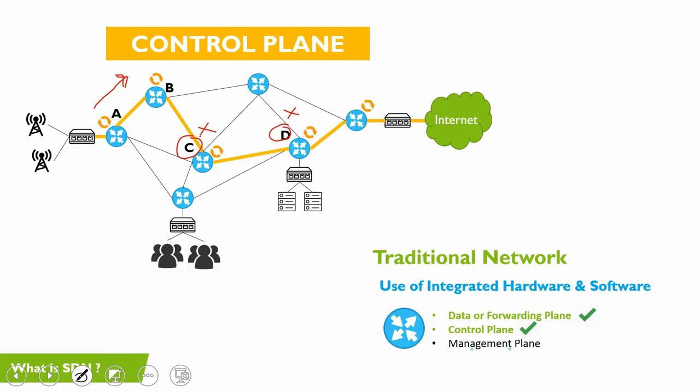And if there is a problem with D, A will never come to know. And A will keep on bombarding the traffic in the same direction and it will never route the traffic to a better path. There has to be absolutely someone who is keeping an end-to-end eye on a complete network and taking a holistic decision. That's the power of SDN, where we are going to bring these resiliencies into the network.